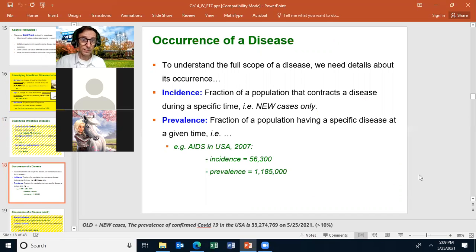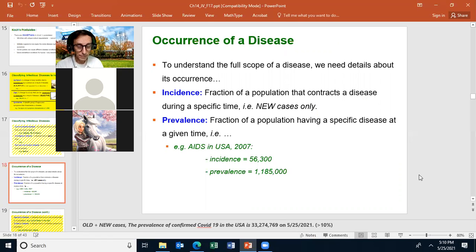We can also talk about the occurrence of a disease. To understand the full scope of a disease, we need to talk about its occurrence. By occurrence, we are talking about old and new cases. So when we're talking about the incidence of a disease, that's the fraction of a population that contracts a disease during a specific time. And we're talking about new cases only.